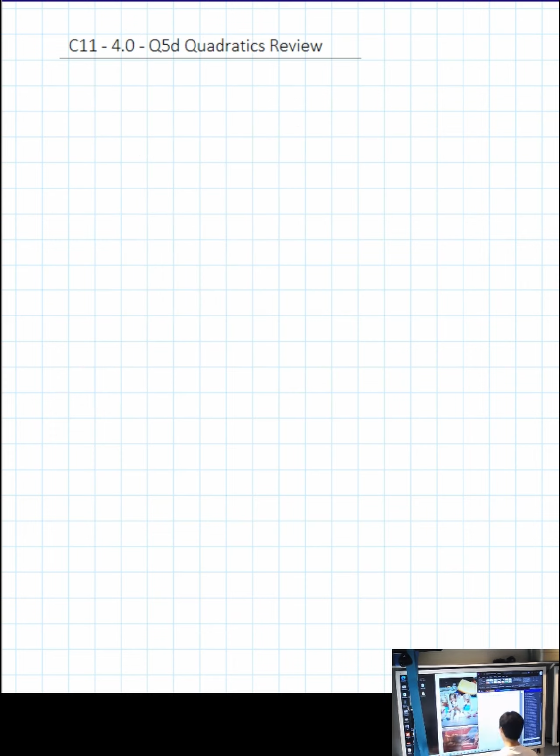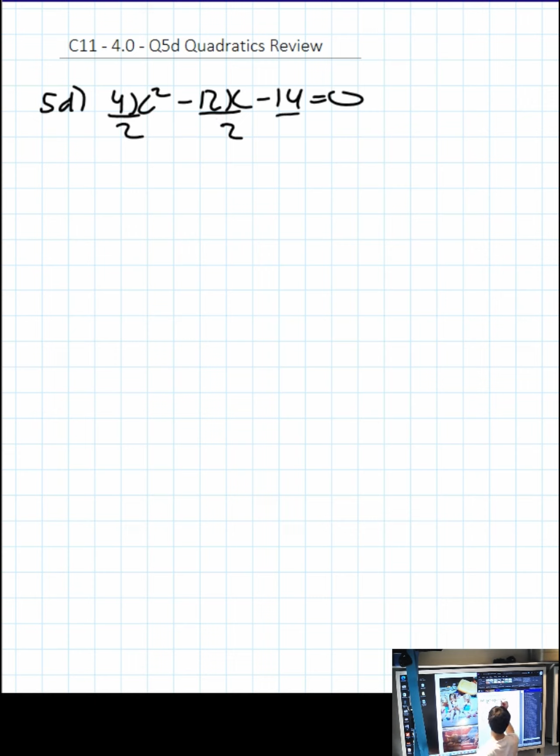All right. Great. Okay, we have 5D. So we have 4x squared minus 12x minus 14 equals 0. So let's start by dividing both sides by 2. Great, so we have 2x squared minus 6x minus 7 equals 0, and now we can go into quad form. So let's skip writing down quad form and just go right into it.